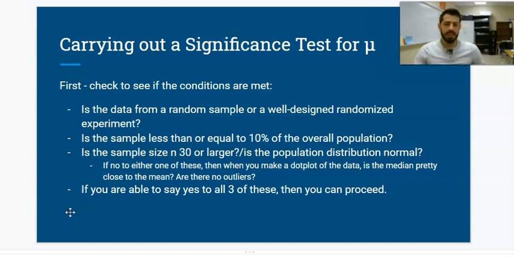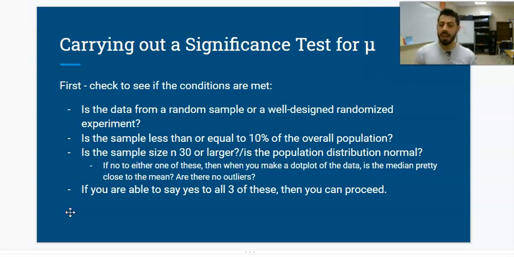Is the sample less than or equal to 10% of the overall population? You want to make sure that your sample size isn't more than 1/10 of the whole population. Now, this is important because a lot of people in proportions were getting the sample size mixed up with the number of successes in a sample. Obviously, in a sample for proportions, you can have more than 10% of the sample be a success. Thankfully, for means, we don't have that sort of scenario. We don't have that comparison. It's literally just, is the sample less than or equal to 10% of the population, yes or no?